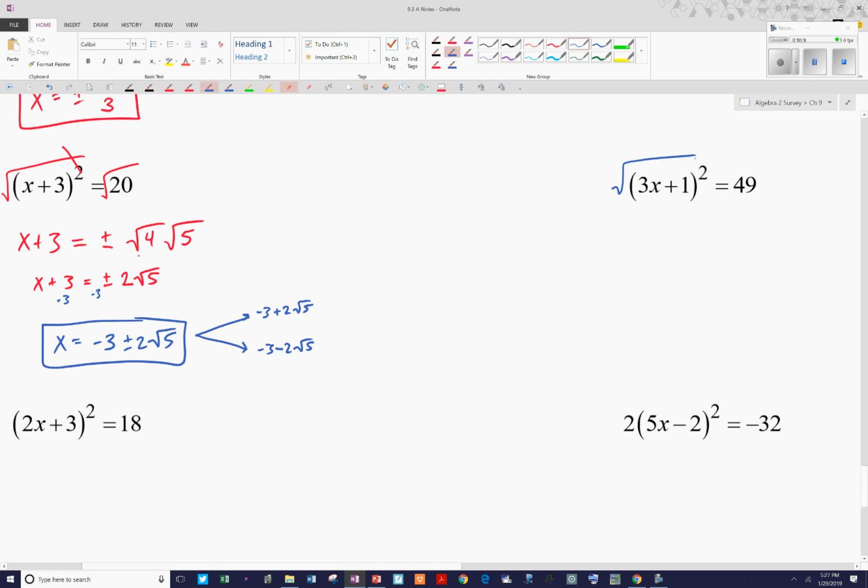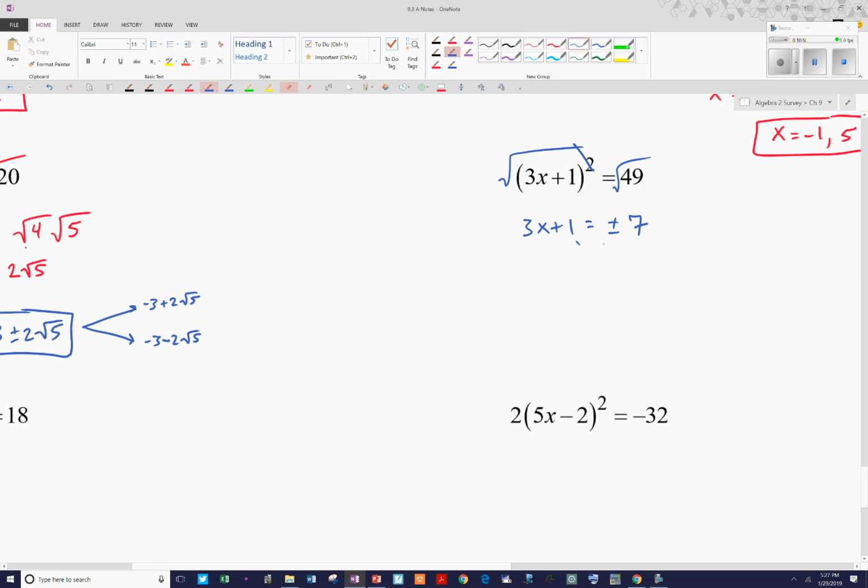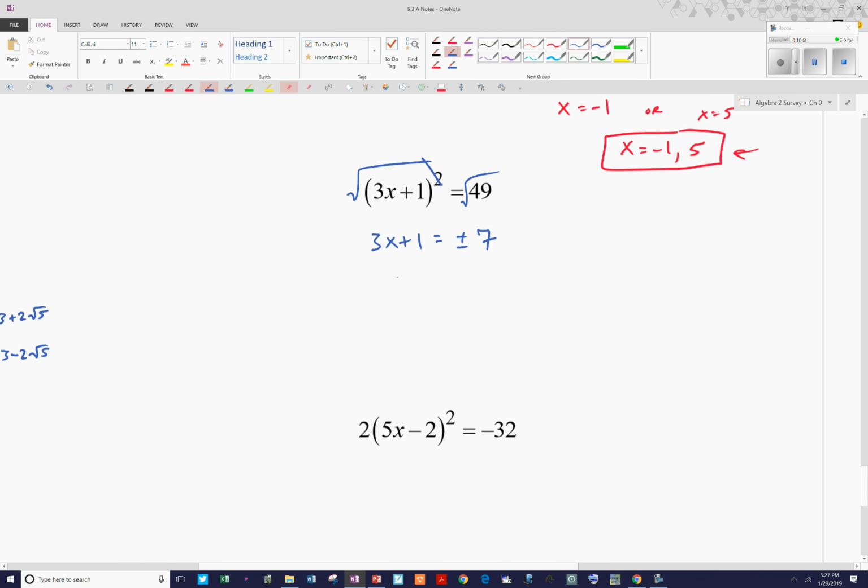And the next one here, when we take the square root, we have 3x plus 1 because those cancel out. This time 49 is a perfect square. 7. Don't forget your positive and negative. Okay, so now since this is a number that we're going to be able to actually subtract 1 and then divide by 3 here in a second, let's set up two different equations. We have 3x plus 1 equals -7, or 3x plus 1 equals +7.